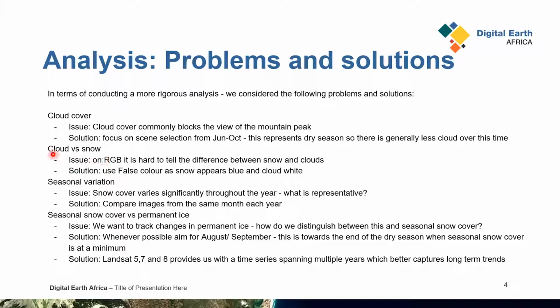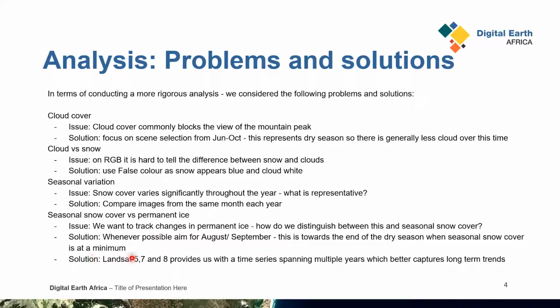Another challenge we faced was distinguishing the difference between cloud and snow. So we decided to use false color, and that's why snow appears blue and cloud white, so we're able to distinguish the two. And for seasonal variation, definitely the amount of snow cover changes over the year because of differences in temperature. So we wanted to know if it's truly reducing or if it's just a change in season.